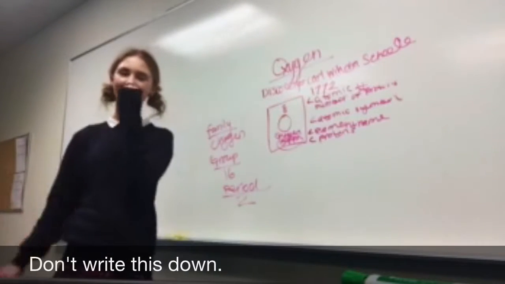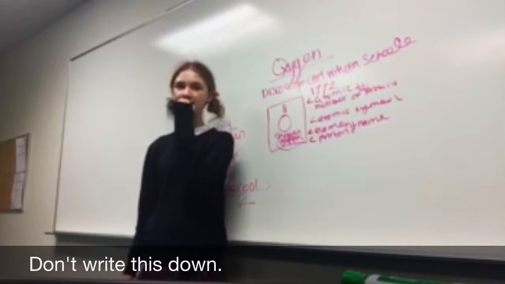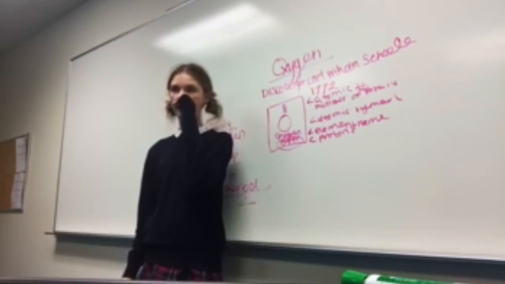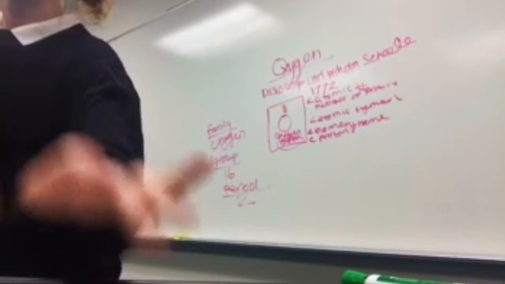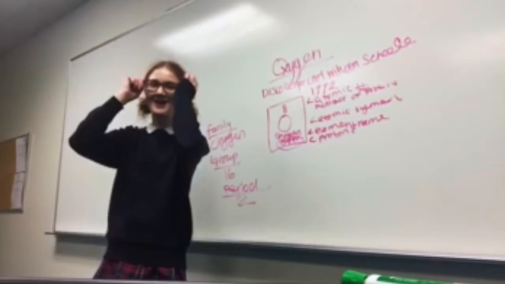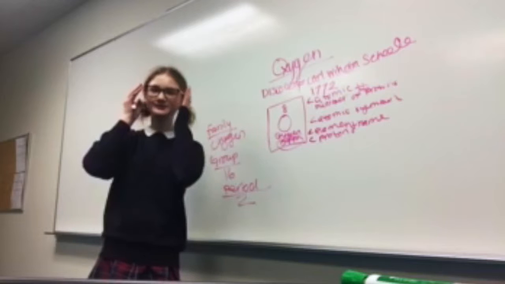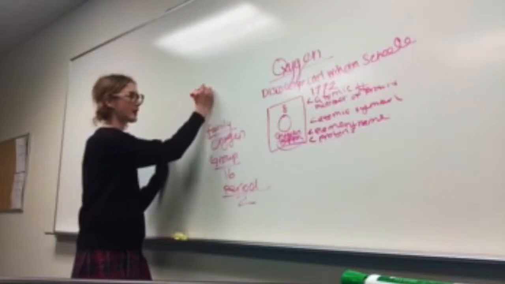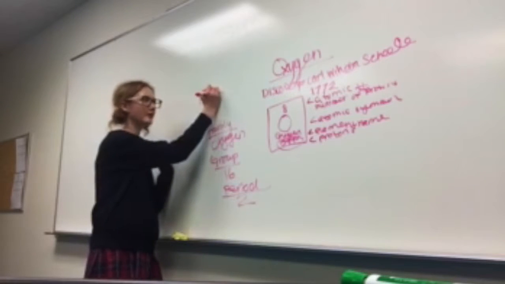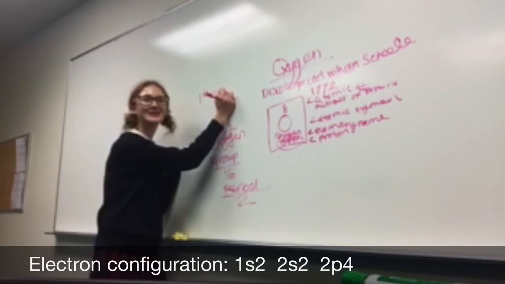But now we're going to be talking about the electron configuration, which is actually pretty simple. Okay, my glasses are fixed now. It's 1s2, 2s2, and 2p4. So I'll write that down: 1s2, 2s2, and 2p4.